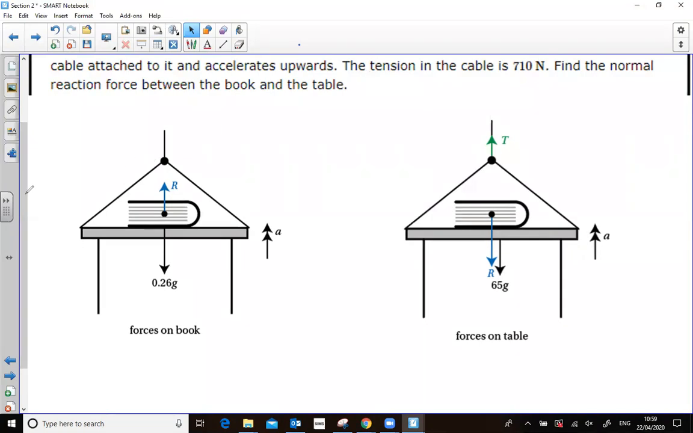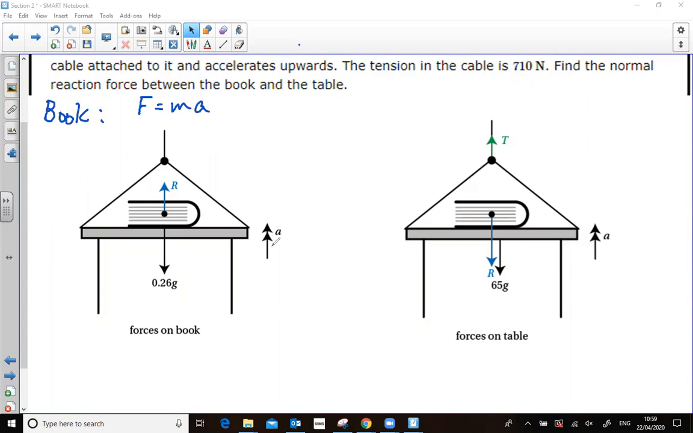Now, one thing you have to know is if it's going upwards with acceleration A, that means the book and table are both going upwards with the same acceleration A. So let's write down what is going on for the book. Again, we're going to use F equals ma.